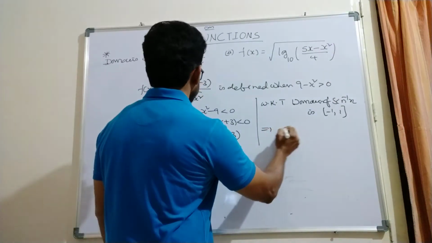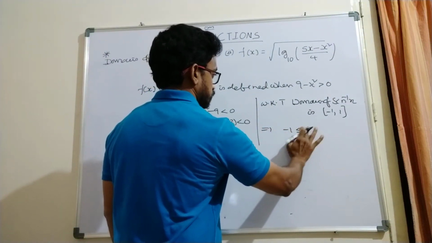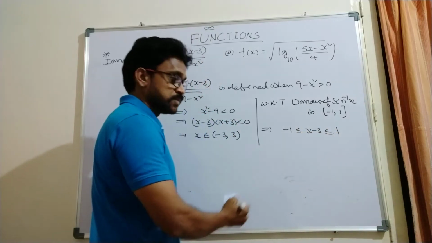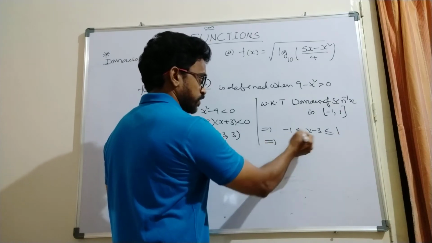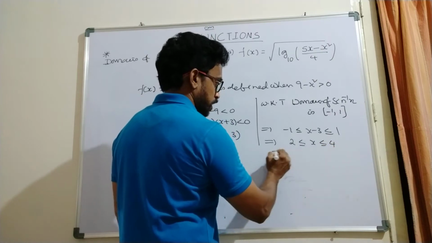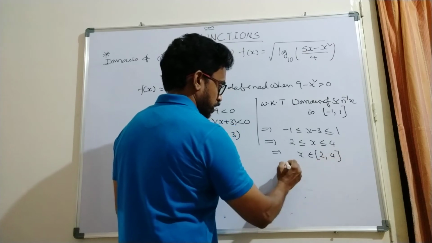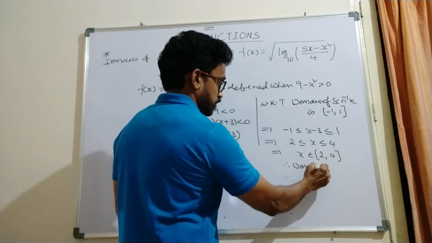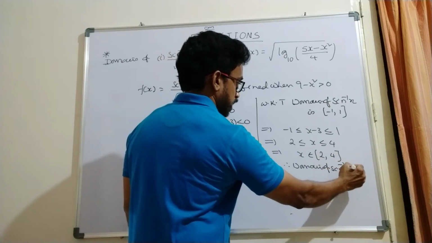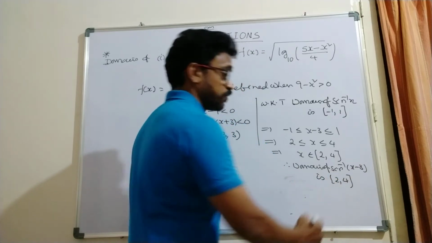That implies minus 1 is less than or equal to x minus 3 less than or equal to 1. Now throughout the inequality add 3, what happens? 2 less than or equal to x less than or equal to 4. That means x belongs to the closed interval 2 comma 4. Therefore, the domain of sine inverse of x minus 3 is the closed interval 2 comma 4.